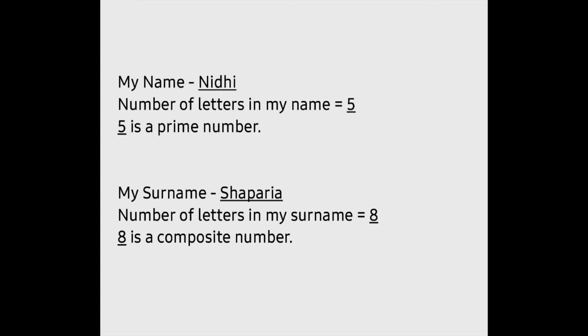Next, you have to mention your surname. Then you have to write number of letters in my surname is equal to, and then you have to write the count. Then again you have to mention whether that number is a prime number or a composite number.